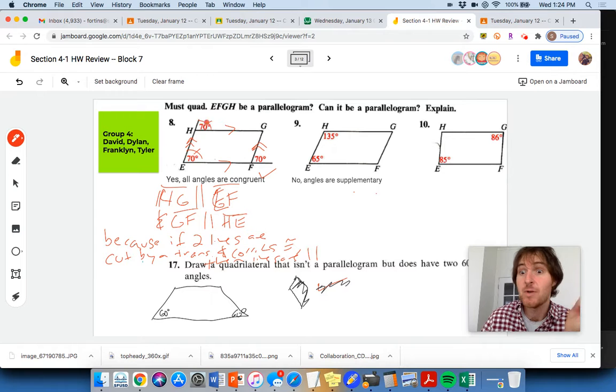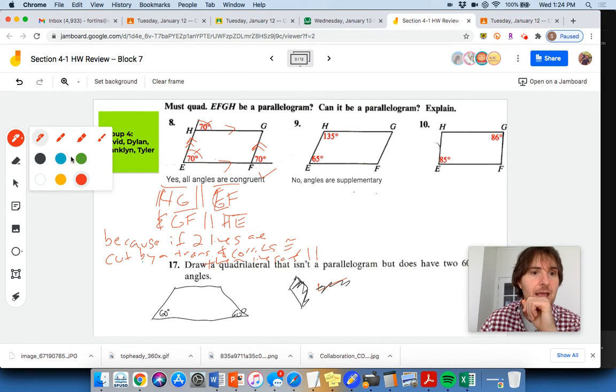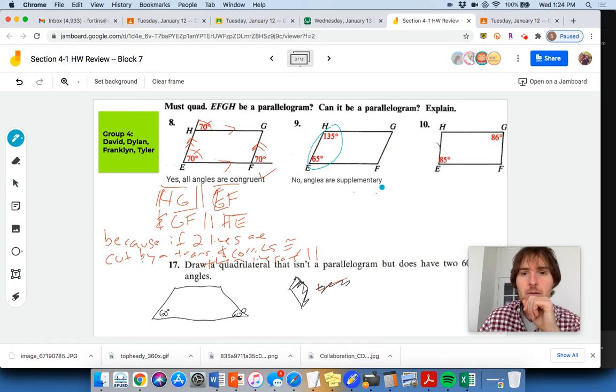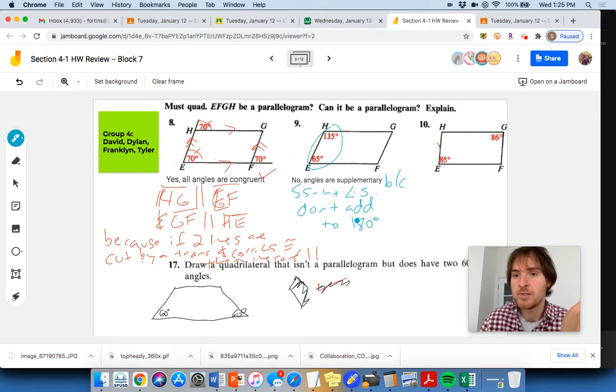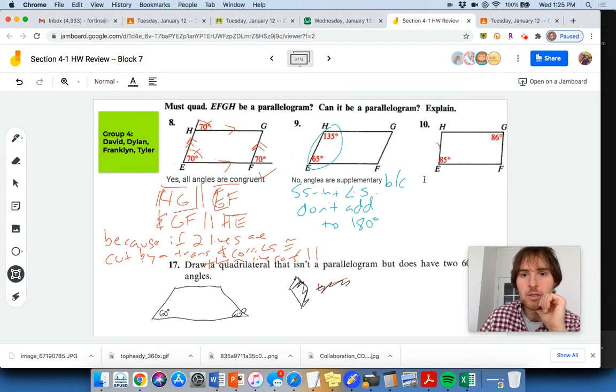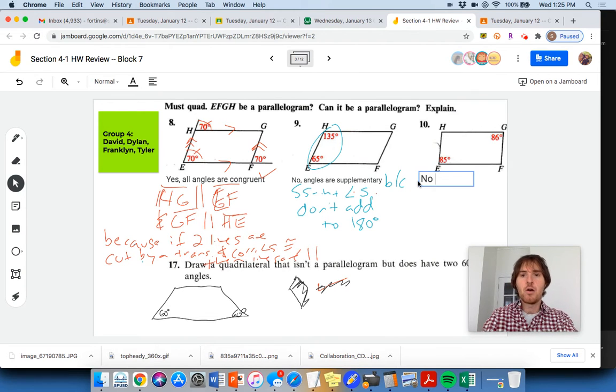So we have these two angles that are corresponding angles, so we would know that they're congruent. Okay, this one right here, no, the angles are not supplementary because same side interior angles, or consecutive angles, don't add to 180 degrees. This one is going to be no as well, because opposite angles are not congruent, and we're done there.